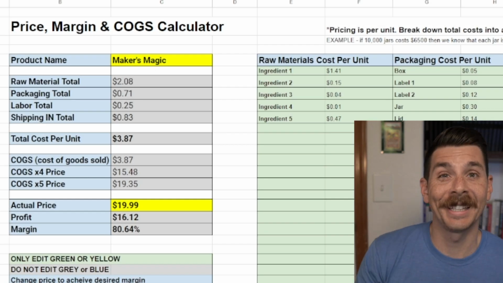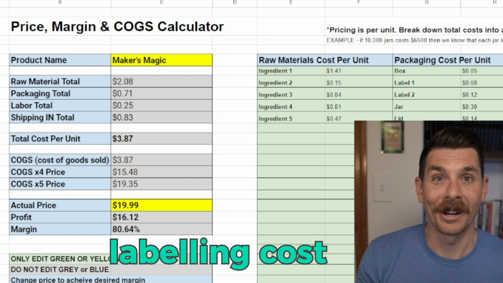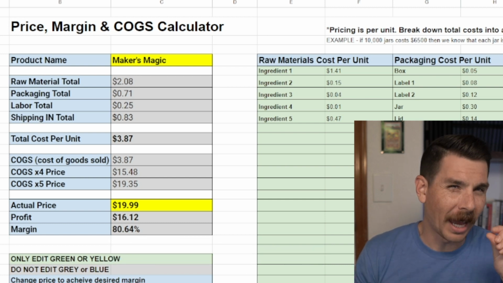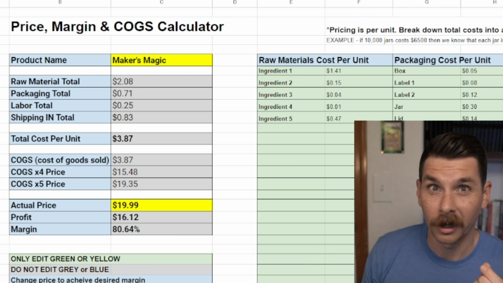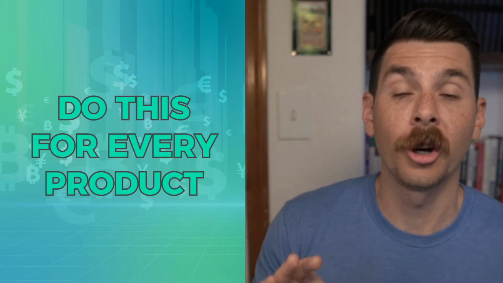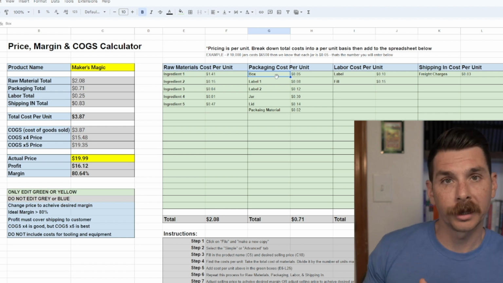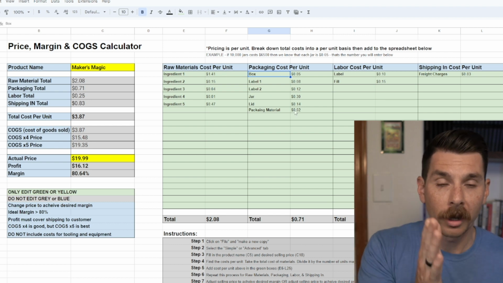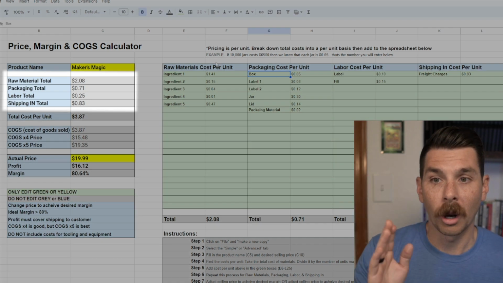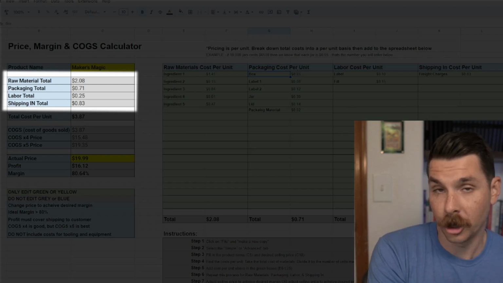Then we also have to take into account the labeling cost as well. And this is how you get the actual price per unit for each one of your products. I cannot stress to you how important it is to know these figures. This is the process that you need to follow for each one of these categories for your product: raw materials, packaging, labor, and shipping in.